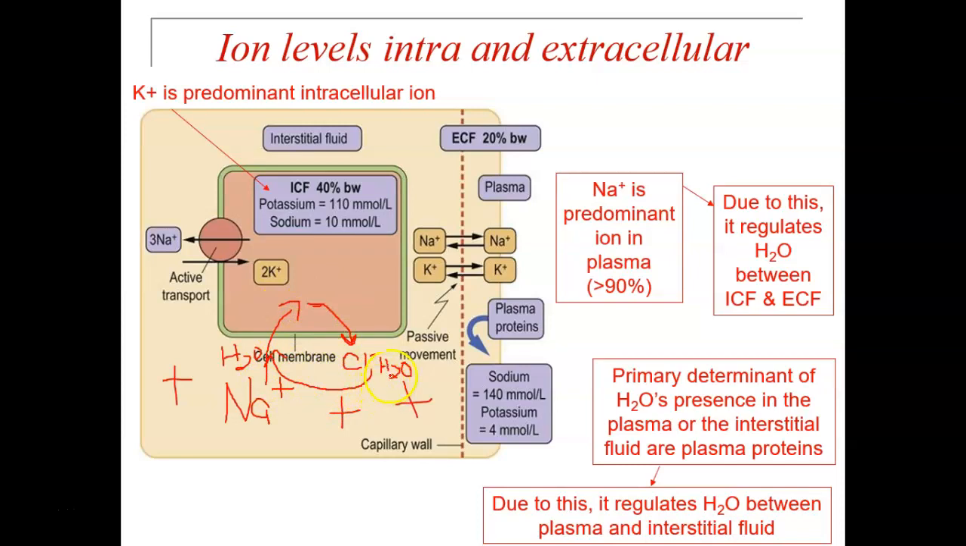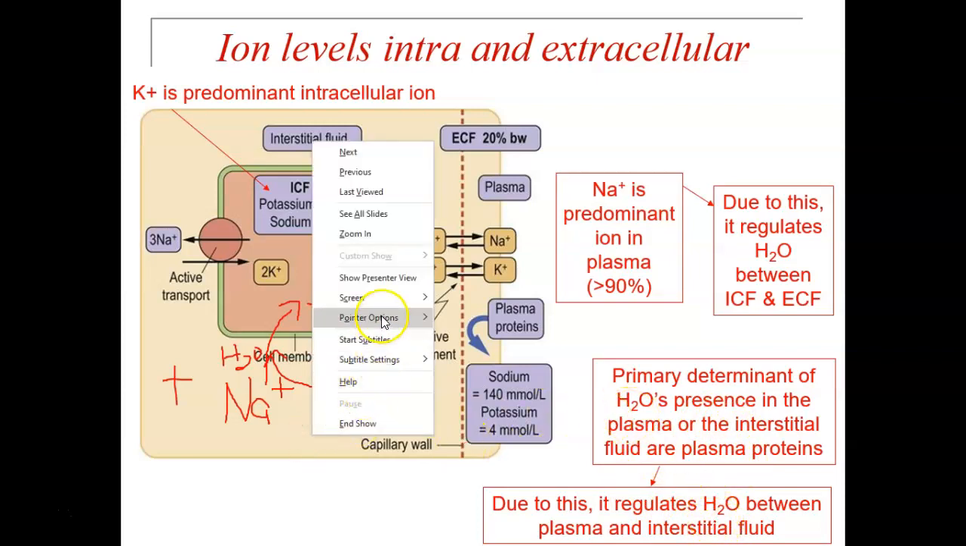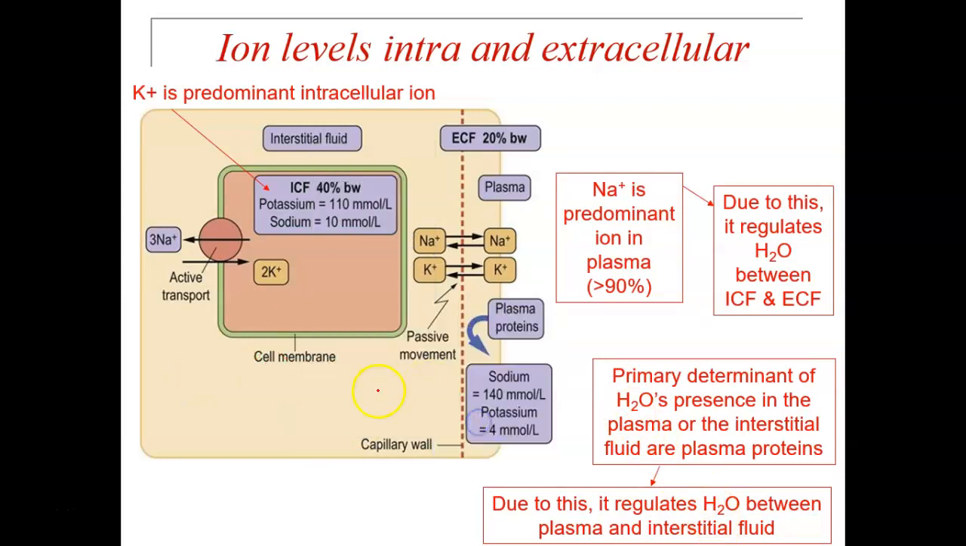All right, I hope that makes sense. So, the primary determinant of H2O's presence in the plasma or the interstitial fluid are the plasma proteins. This regulates H2O between plasma and the interstitial fluid. What did he just say? All right, let's break that down.